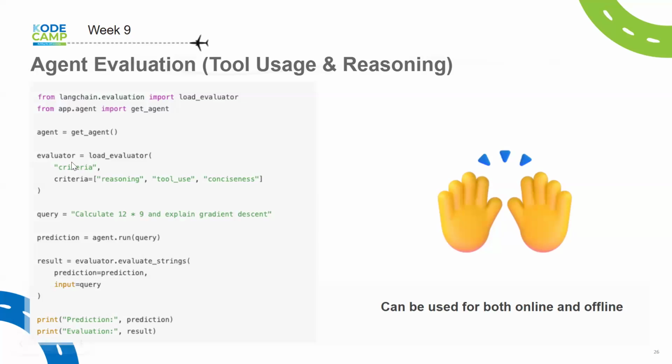For agent evaluation, you are going to look at several things, like we said. You're going to look at tool calls. You're going to look at its reasoning, and the ability to apply the reasoning loop. So this is offline. This is a script. This same script can be used for both online and offline, right? But this is offline because you get the agent, you get the evaluator, and you specify what type of evaluator it is, because here LangChain gives you this very easy tool, the load evaluator.